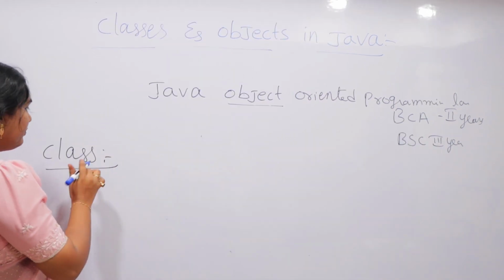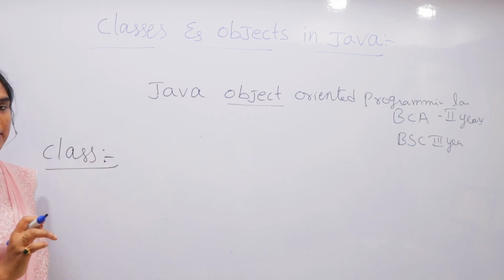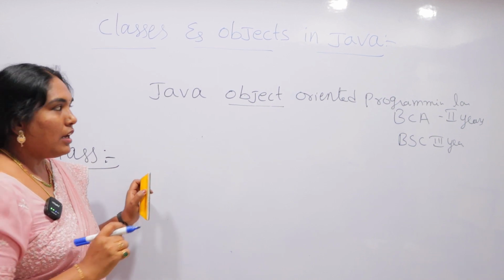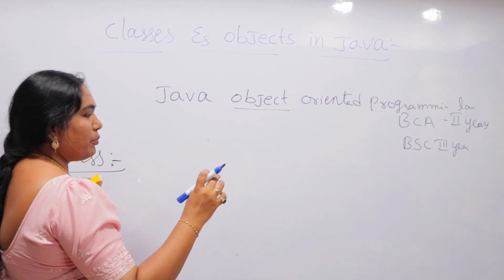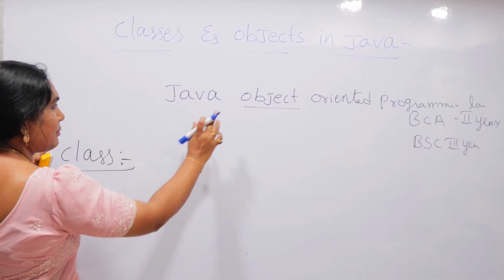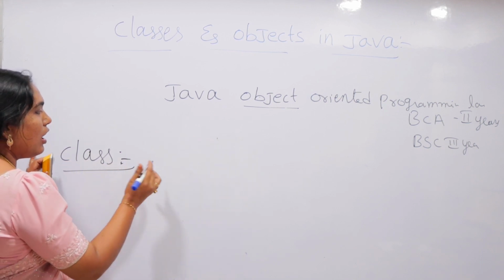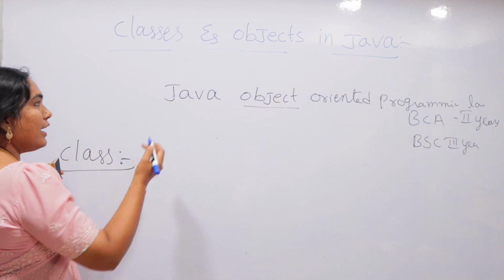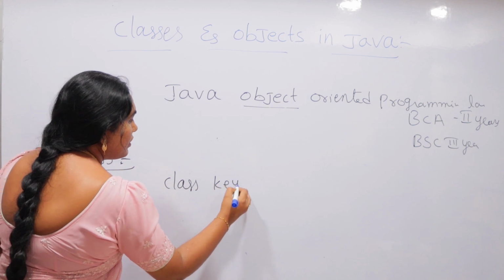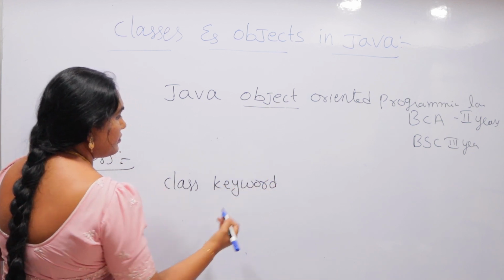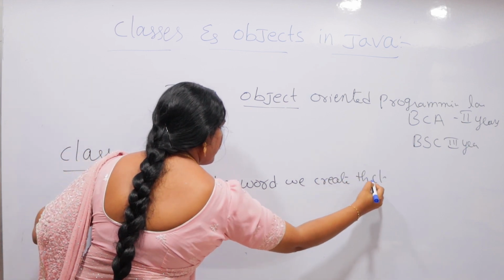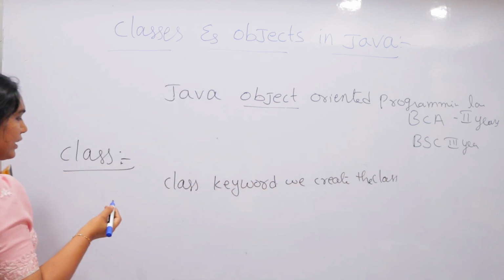Now we are going to explain about the class. What is the meaning of class? This collection of objects is called the class. What is the object? Just now I said the object has attributes and methods. Here the class is nothing but the collection of objects. Now how do we create the class in Java? By using the class keyword. Let us see how we create the class.